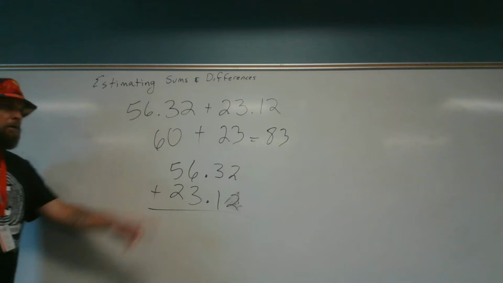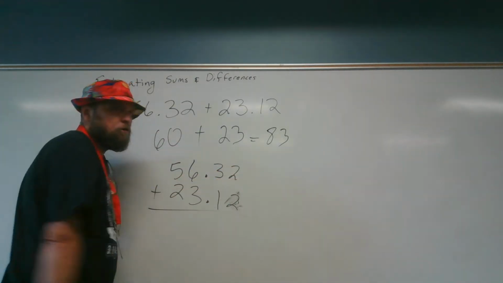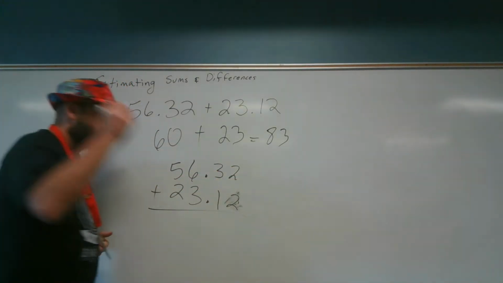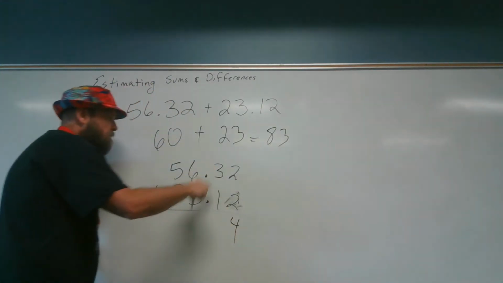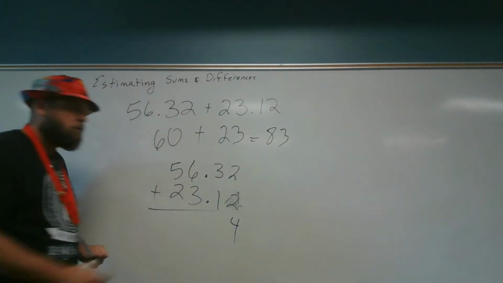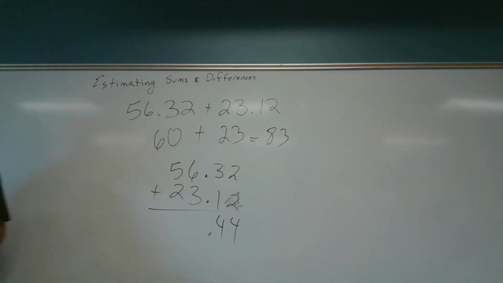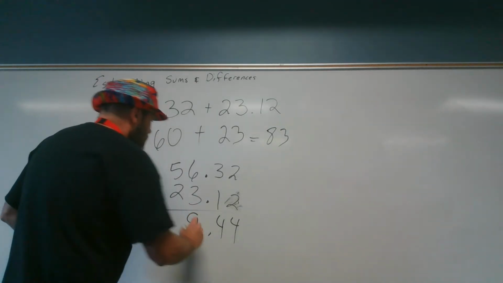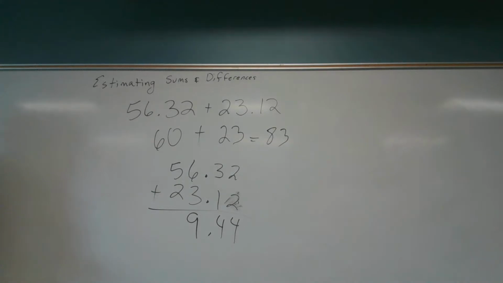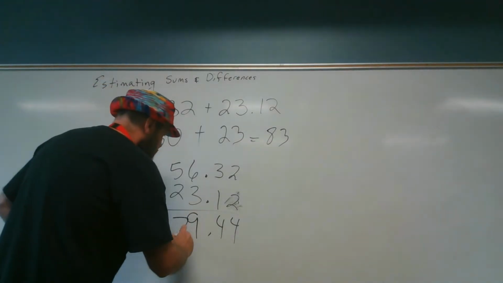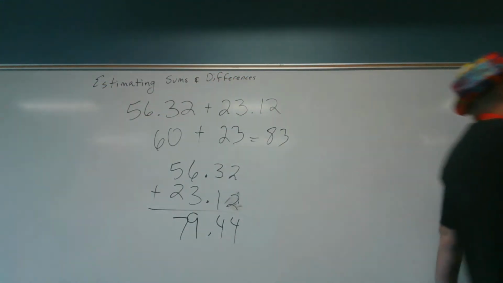Amy, the sum of 2 and 2. 4. Amy, the sum of 3 and 1. Amy, the sum of 6 and 3. 9. Amy, the sum of 5 and 2. 7. So our answer is 79 and 44 hundredths.